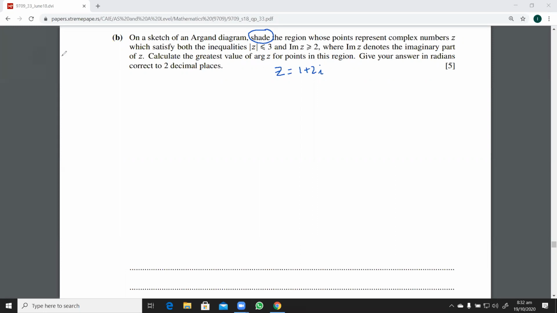So when modulus of z is equal to a, if you remember that, this is basically a circle from the origin with the radius a. So now we have a circle from the origin with the radius 3, but this time the points will be inside the circle.